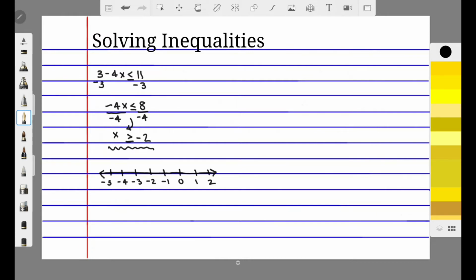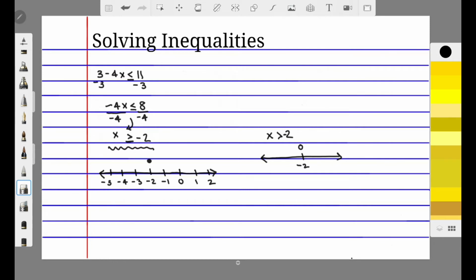Alright, so our solution is x is greater than or equal to negative 2. So let's first find negative 2. Here it is. When there's also an equal to sign, we want to make it clear that x can also be negative 2. So that's why our dot on top of negative 2 is filled. If we were given x is greater than negative 2, we would put an unfilled dot.